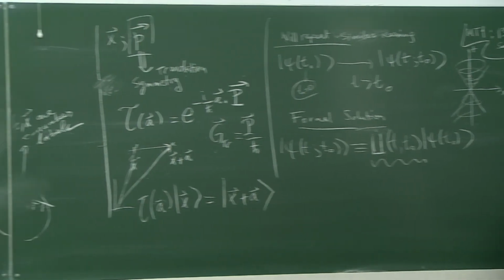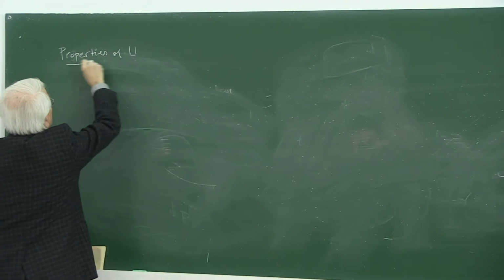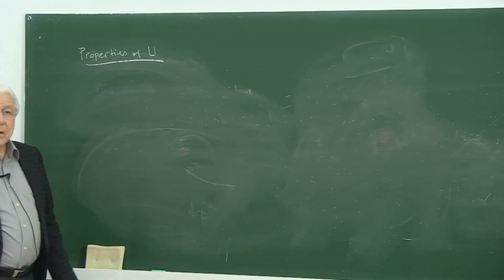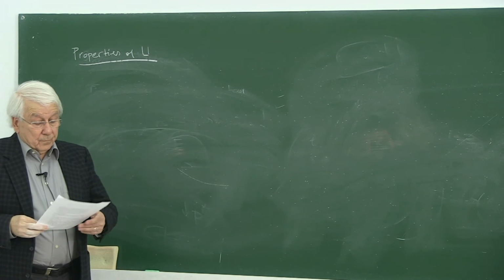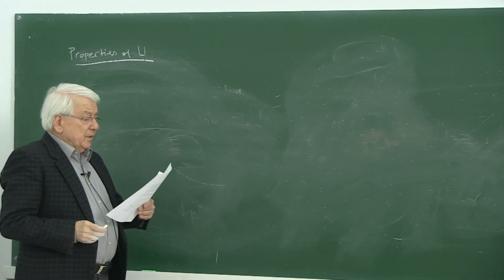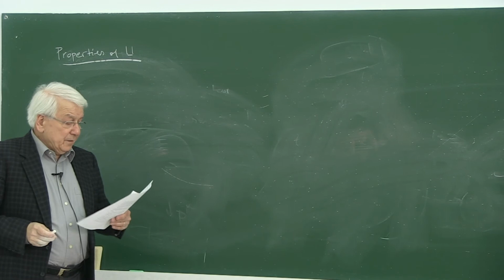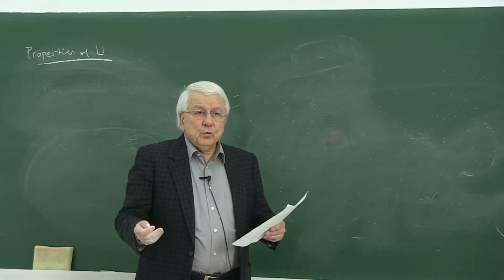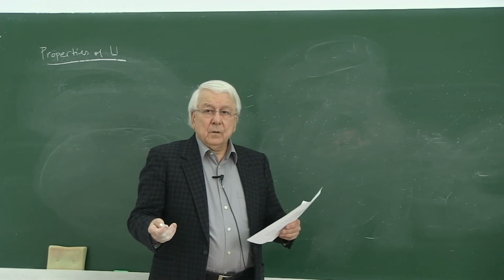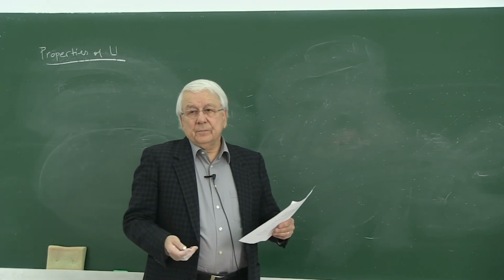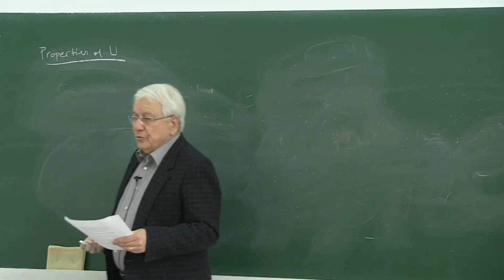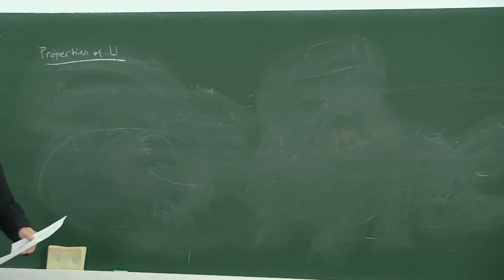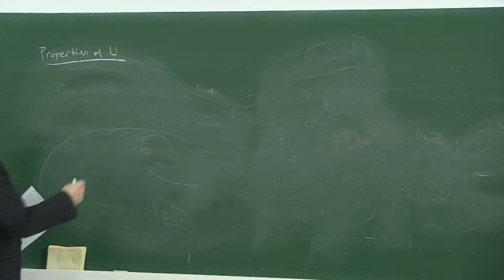Properties of u. The first property follows from the fact that we don't want to lose norm along the way. Time evolution should preserve norm. Let's write that physical principle, and let's see what mathematics follows from that.